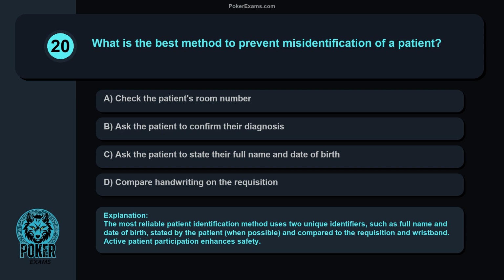The most reliable patient identification method uses two unique identifiers, such as full name and date of birth, stated by the patient, when possible, and compared to the requisition and wristband. Active patient participation enhances safety.